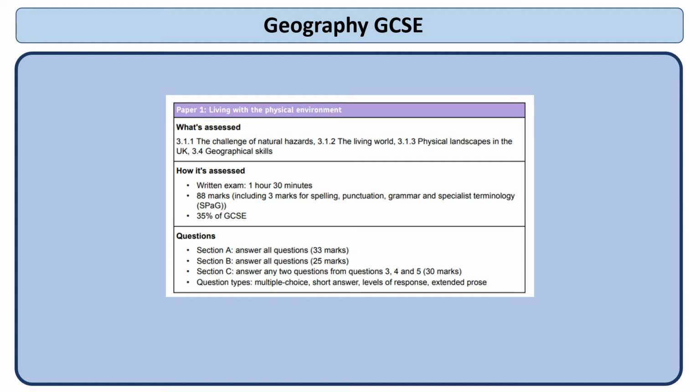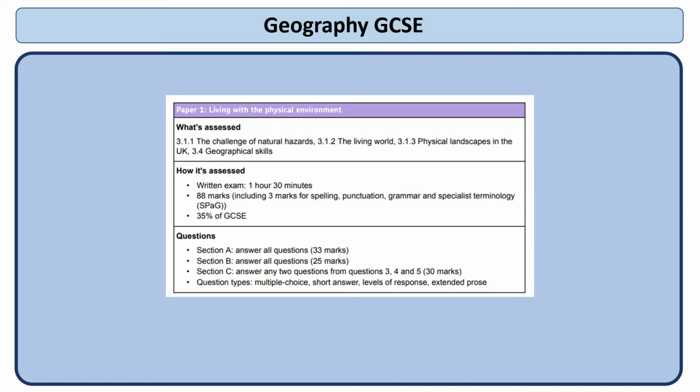I've put on the slide here just a little breakdown of paper 1. For GCSE geography, there are 3 papers. Paper 1 and paper 2 are 35% of your overall grade, and paper 3 is 30% of your overall grade. Paper 1 looks at physical geography.